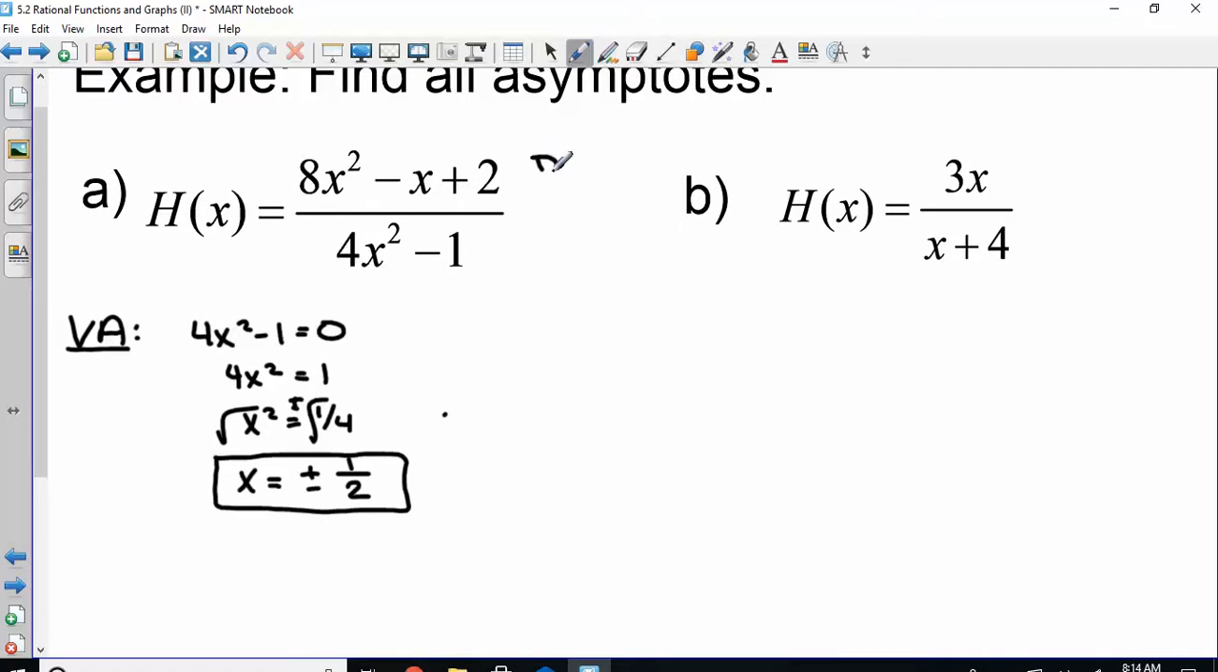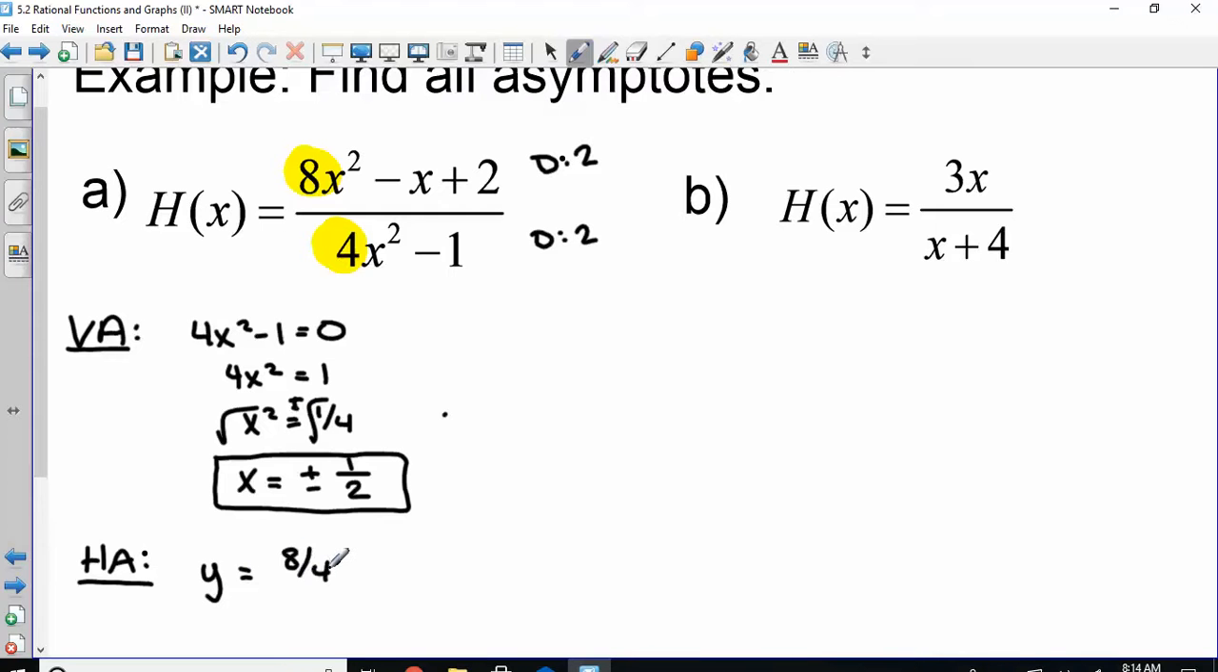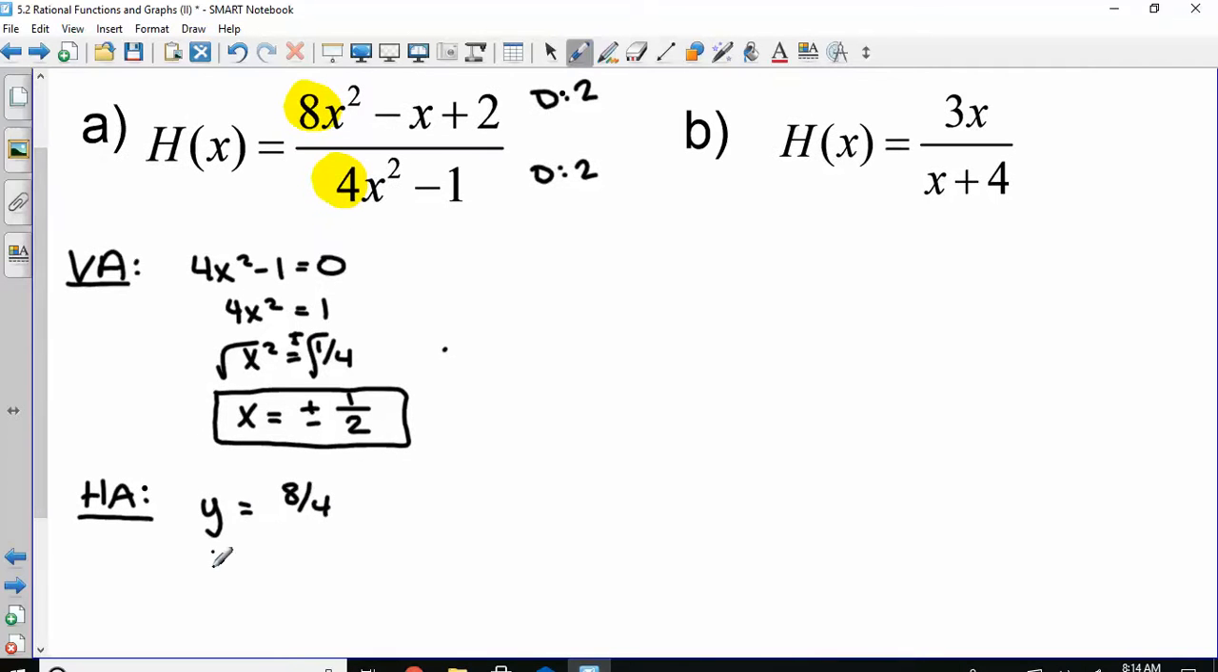So we look at the degree. What is the degree of the numerator? The degree of the denominator. Okay, if it's the same degree, it is a horizontal asymptote. And we find it by dividing these leading coefficients. So we just have to do 8 divided by 4, and we get y equals 2 for the horizontal.